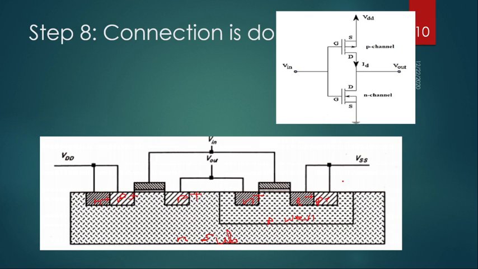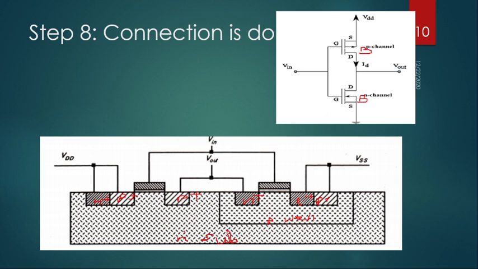So this is one new thing. As you can see in the figure here, the last terminal is the body terminal. The body terminal of the NMOS is connected to the ground, and the body terminal of the PMOS is connected to VDD. So what is this body terminal? It is the substrate type terminal.